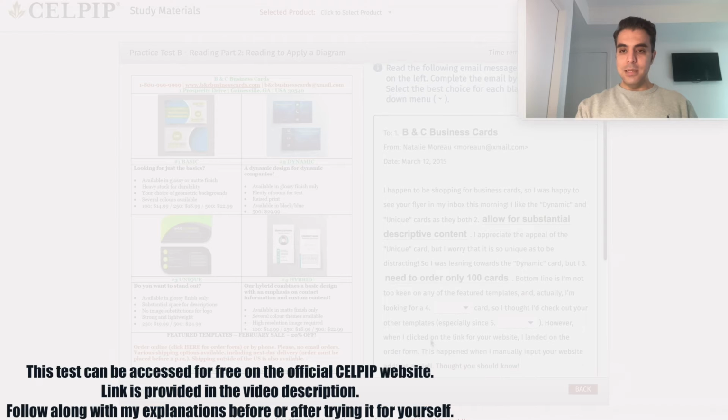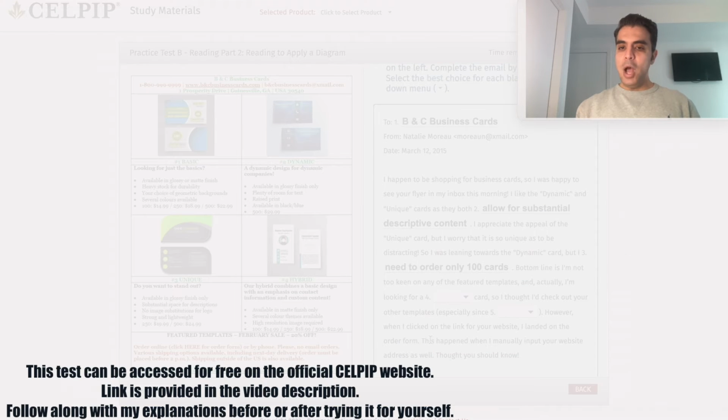The next sentence is, bottom line is, I'm not too keen on any of the featured templates, and I'm actually looking for a... Okay, so how many templates do we have? We have 4 templates. And Natalie says, I don't like any of these templates. I want to go with another one of the options. Well, we don't have any other options, do we?